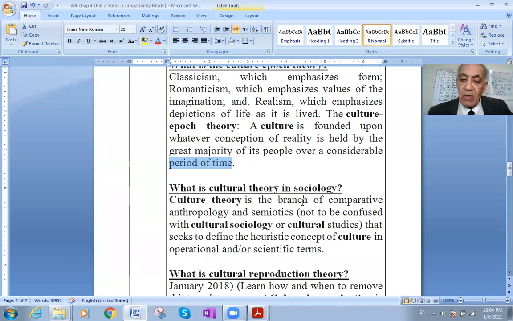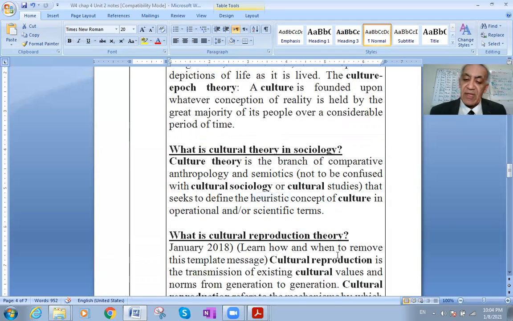Okay. Now, what is culture theory in sociology? Culture theory is a branch of comparative anthropology and semiotics, not to be confused with cultural sociology or cultural studies, that seeks to define heuristic concepts of culture in operational and scientific terms. So it's looking for the heuristic concept of culture. Okay.